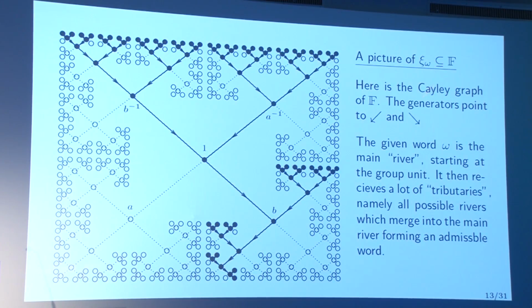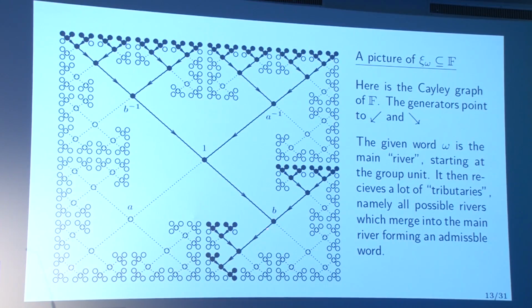So the word omega here is, first of all, this is the Cayley graph of the free group, and this is the edge A, and this is the edge B. Okay, edges are oriented downwards. So the word I'm talking about is B, A, B, B. So from 1, let's look at the river formed by the word. So this is a subset of the free group.